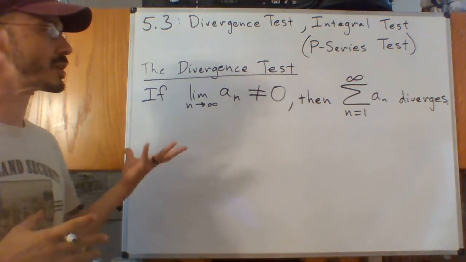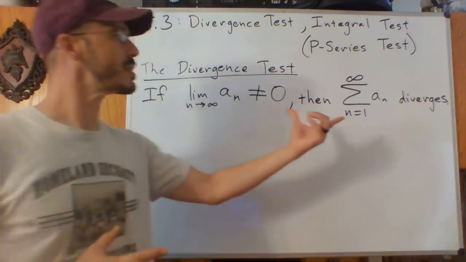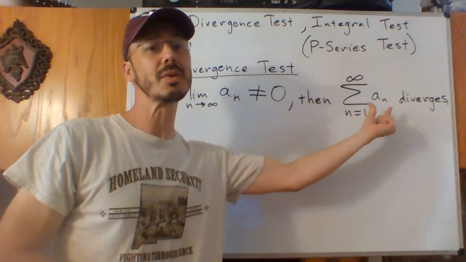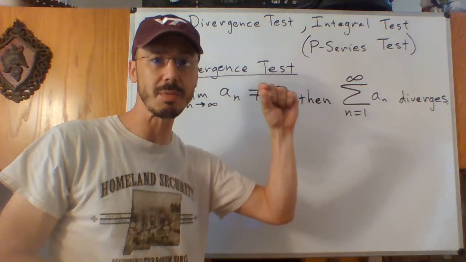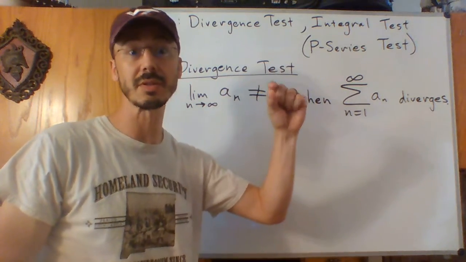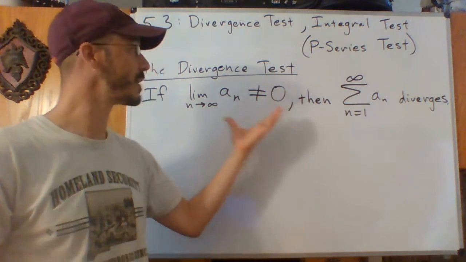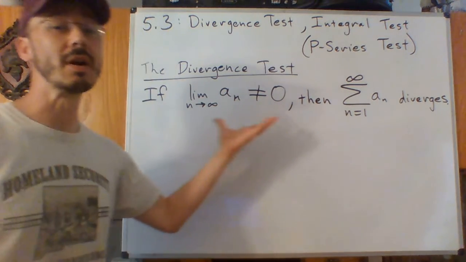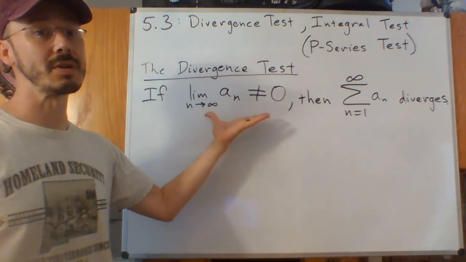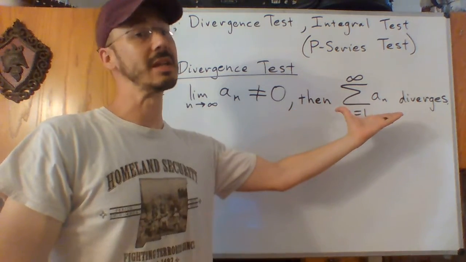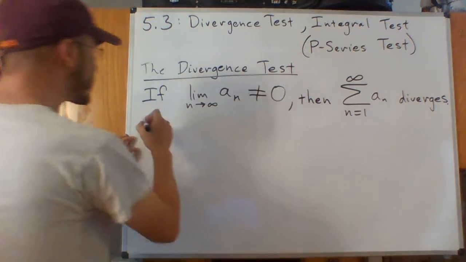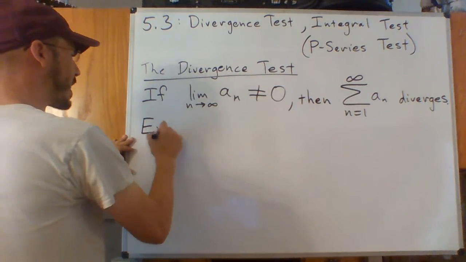And I think the easiest way to understand this is if the series does converge, those terms have to get smaller and smaller, closer and closer to 0. In fact, the limit has to be 0 for this to converge. So if the limit is not 0, then it is not convergent. In other words, it diverges. Let's see a few examples where we can apply this.